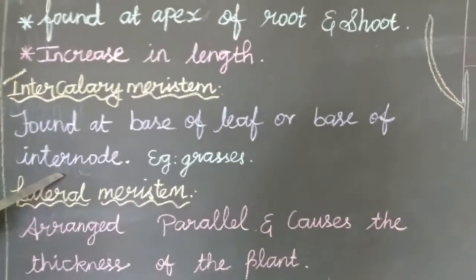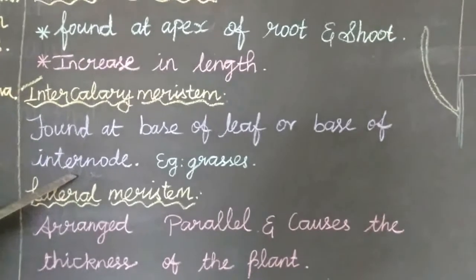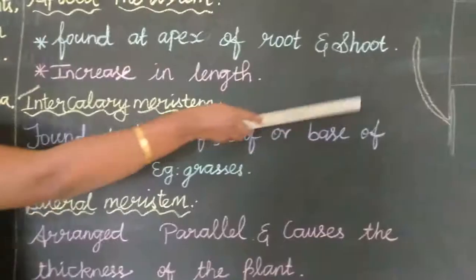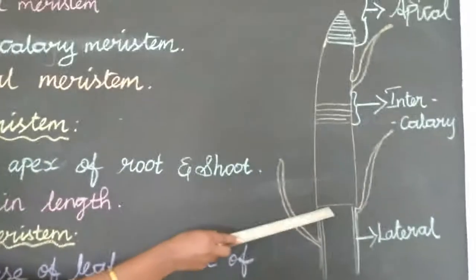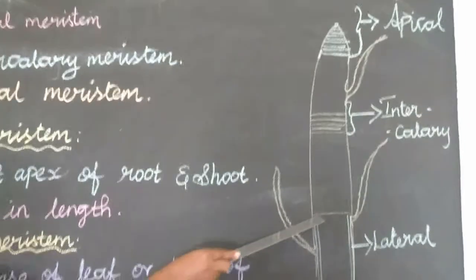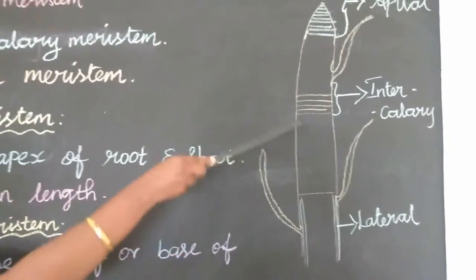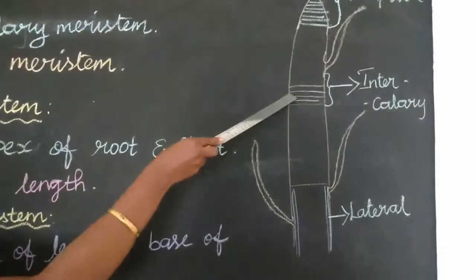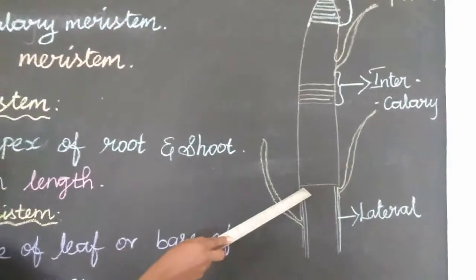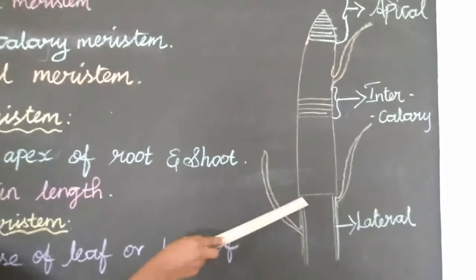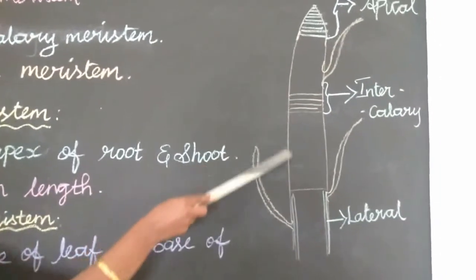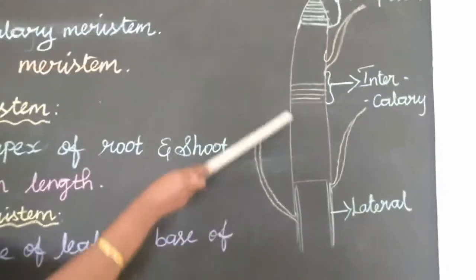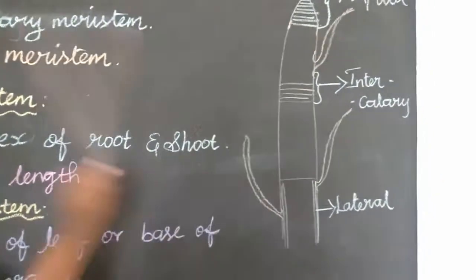In that, we easily noticed the node and internodal region. In this diagram, just imagine a sugar cane. The marked line is called a node, and the unmarked portion is called an internode. So node, internode. Just imagine the sugar cane.